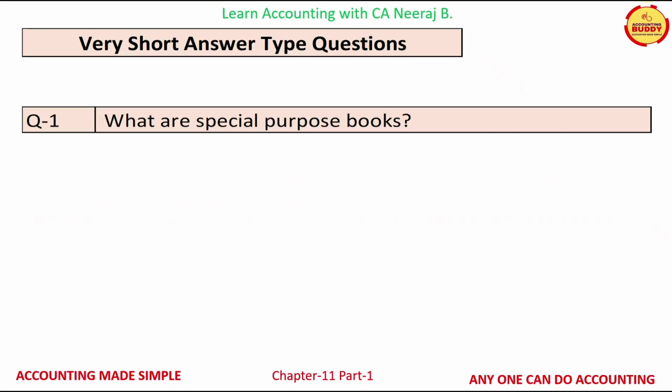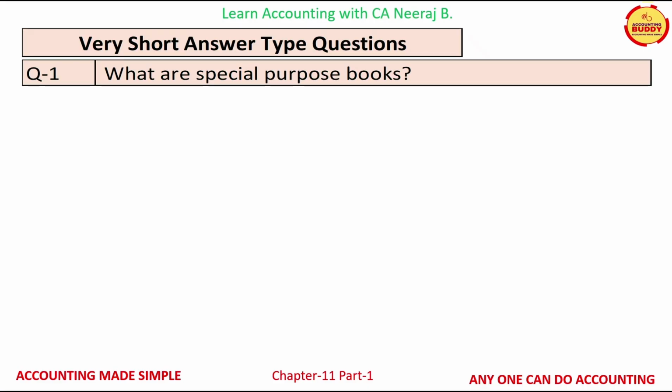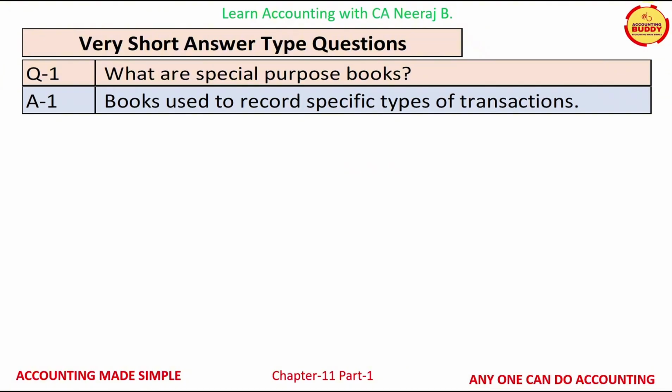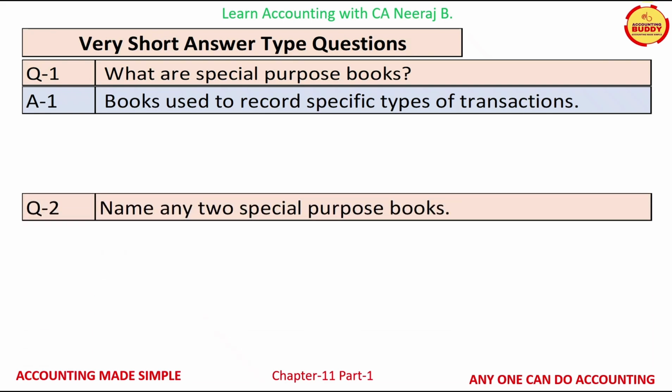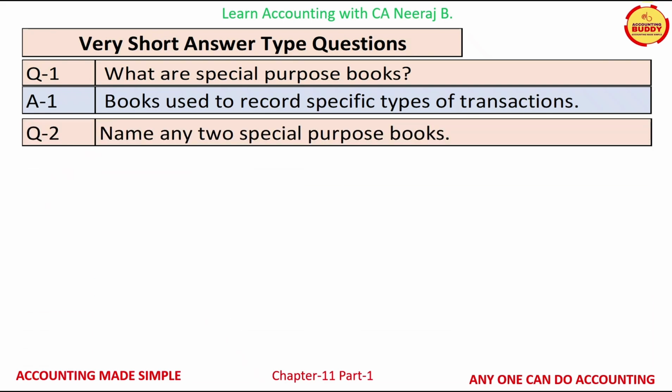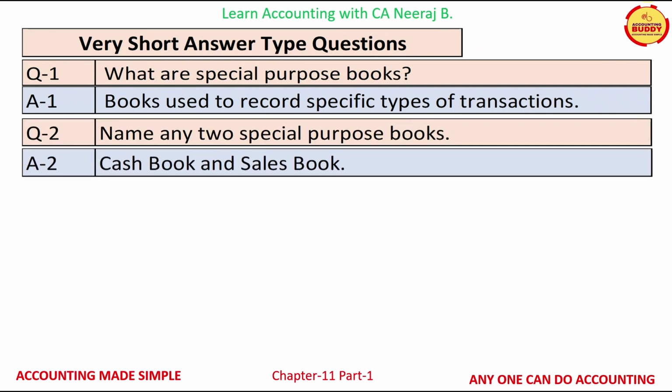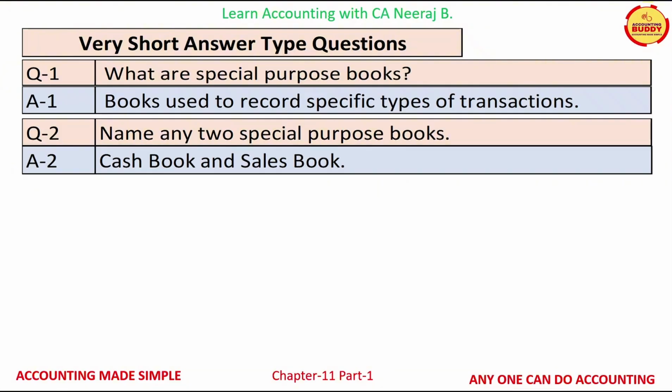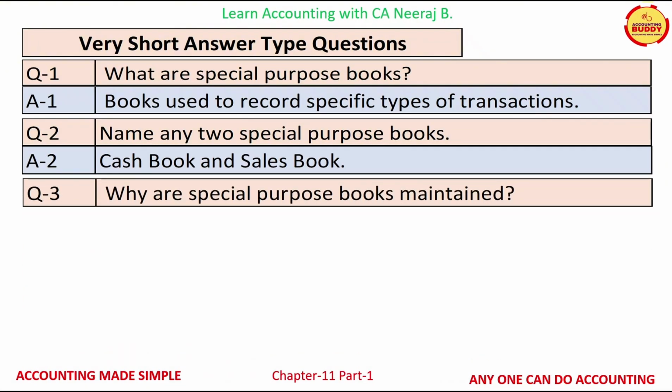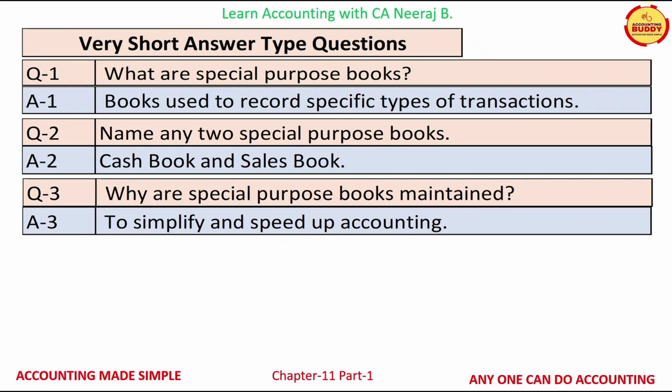Question number 1 is, what are special purpose books? The answer is, books used to record specific types of transactions are special purpose books. Question number 2 is, name any two special purpose books. The answer is sales book and cash book. Question number 3 is, why are special purpose books maintained? The answer is to simplify and speed up accounting.